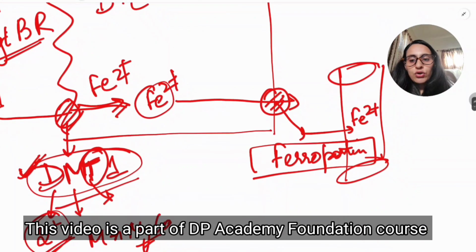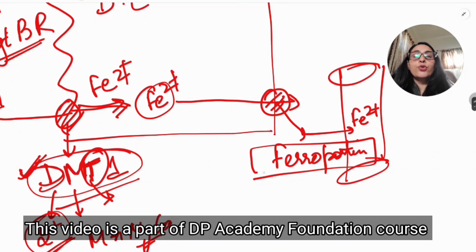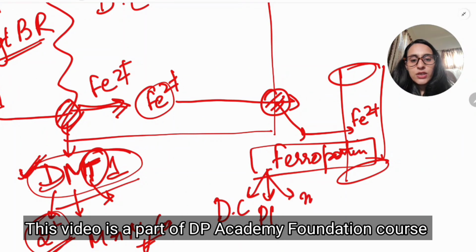Now this ferroportin is not only present in the duodenal cell. Apart from that, ferroportin is also seen in the placenta. It is also seen in the macrophages of the bone marrow. If you remember the erythroblastic island, we have studied that the macrophage provides iron to the erythroblastic islands, right? In the previous lecture, if you can recall the image, we discussed that the macrophage is the one that gives iron to the erythroblastic precursor. So it is also present in the macrophage of the bone marrow.